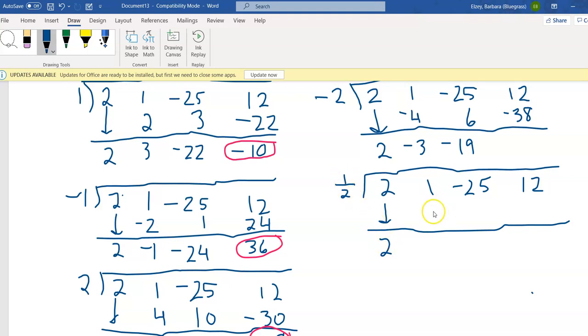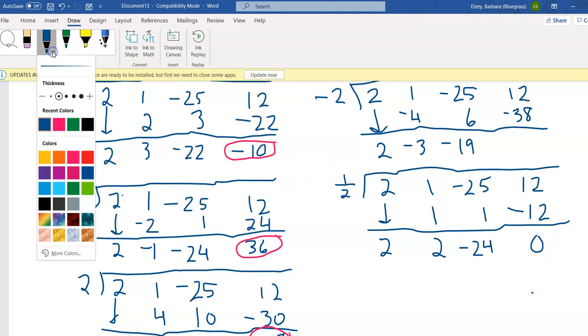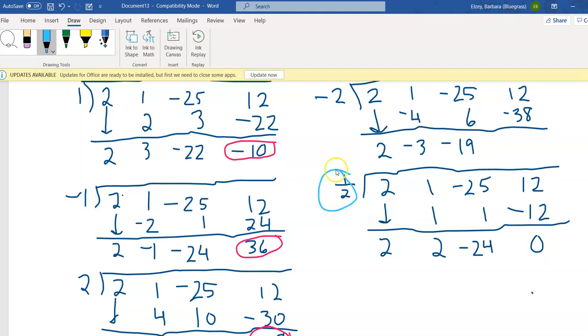So 1/2 times 2 is actually +1. Add the column, we get 2. 1/2 times 2 is again +1, add the column, we get -24. 1/2 times -24 is -12. And that is 0. This is our first 0. I'm going to use a different color. That's a 0. So that one worked.